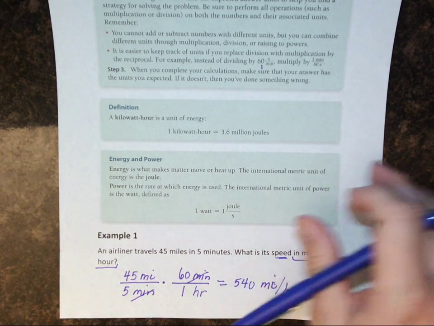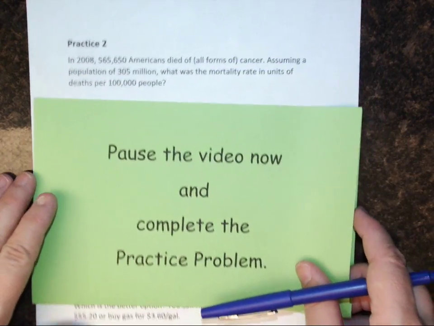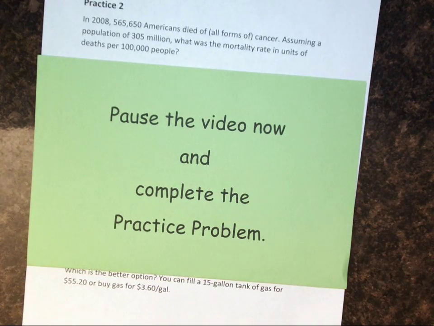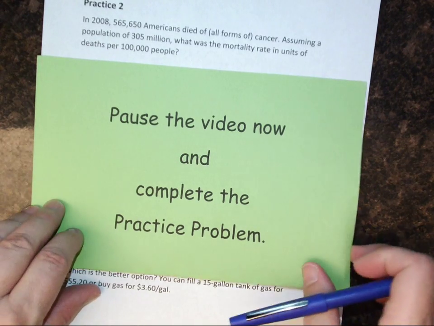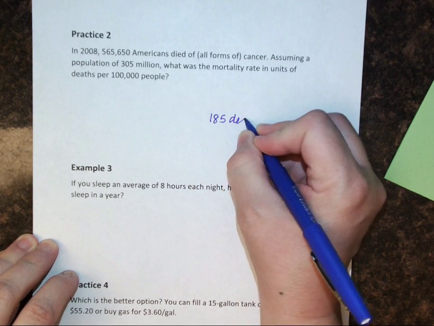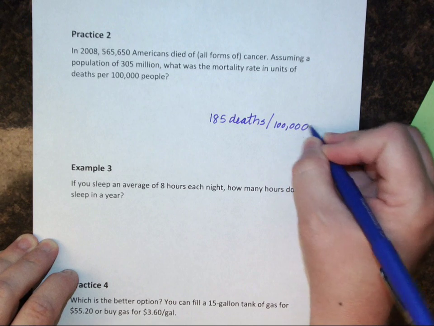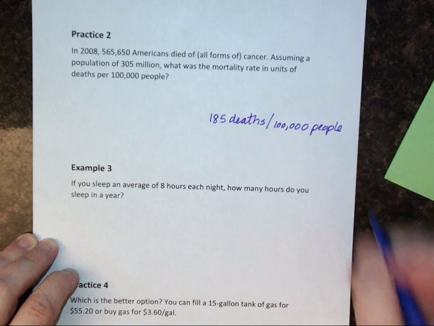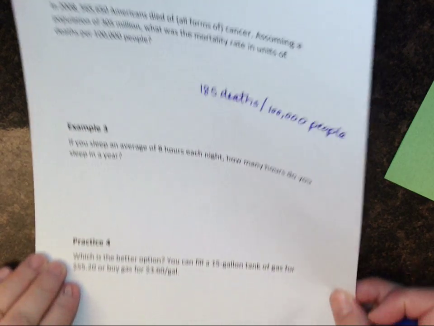Okay, the second example on the next page is actually a practice problem. So at this time you will want to pause your video and complete this practice problem. Okay, the correct answer for this practice problem is 185 deaths, how morbid, per 100,000 people. If you did not get this, please review our previous example or read the book or try some exercises on MyMathLab. Alright, moving on to the next example.